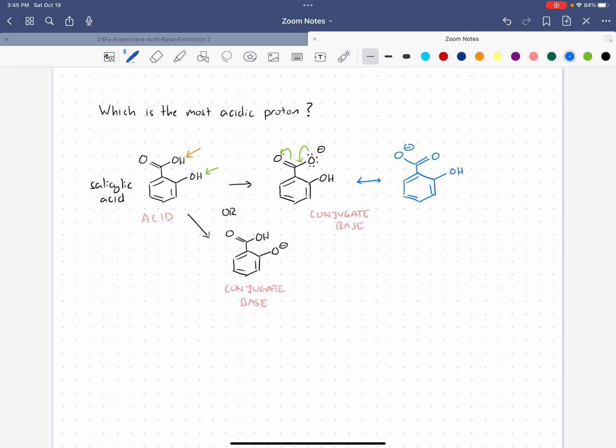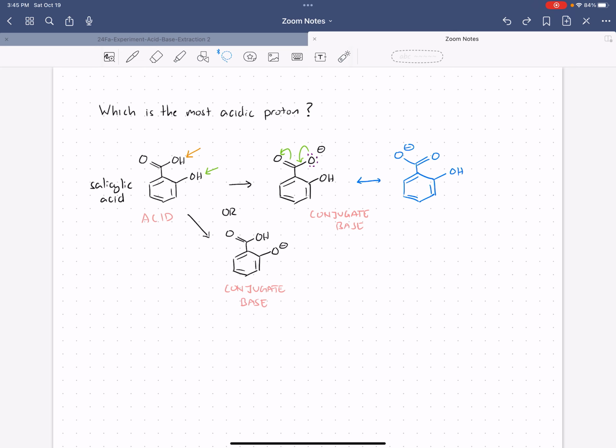This tells me that the negative charge, when initially here, can actually be shared between 2 oxygens, this oxygen and this oxygen. And in real life, yes, these 2 oxygens do not have a full negative charge by themselves. They have partial negative charges because the negative charge is shared. There's only 2 resonance structures here, but they are shared between oxygens, which are very electronegative atoms.